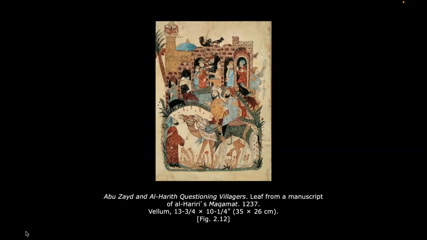Al-Hariri, which is a series of 50 tales of Abu Zayed, who was a wily old rogue. He was born in Basara in the modern-day Iraq into a wealthy family. He studied jurisprudence and became a government official, but is best known for Maqamat al-Hariri, the assemblies of al-Hariri. Consists of 50 anecdotes written in stylized prose, which was once memorized by heart by scholars.